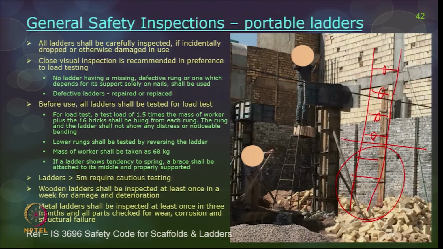Okay. And for ladders more than 5 meters in overall height, testing remains cautious, and the wooden ladder should be inspected at least once in a week for any damage or deterioration. Metal ladders can be inspected at least once in 3 months for all wear and tear, corrosion or structural failure. These are some of the thumb rules given in the IS codes.